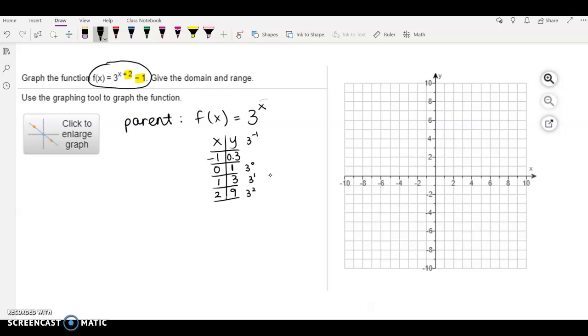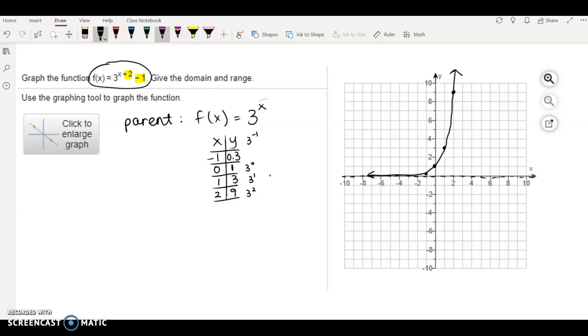And let's plot these points. -1, up a third; 0, 1; 1, 3; and 2, 9. These are the functions that have an asymptote because it flattens out. And since this is my parent function, it's flattening out along the x-axis because I haven't shifted it up or down at all. Okay, so this is my parent function.